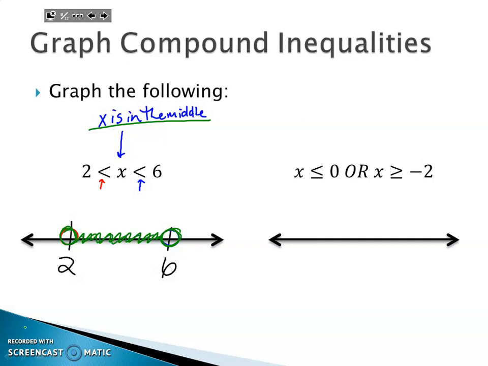Okay? Over here for my OR statements, OR statements are a lot easier to graph. I need to graph x less than or equal to 0. So I've got a closed circle at 0. I'm shading on to negative infinity. Okay? And then I've got x greater than or equal to -2.